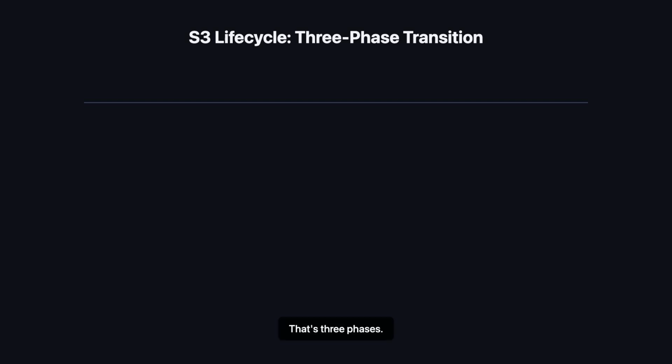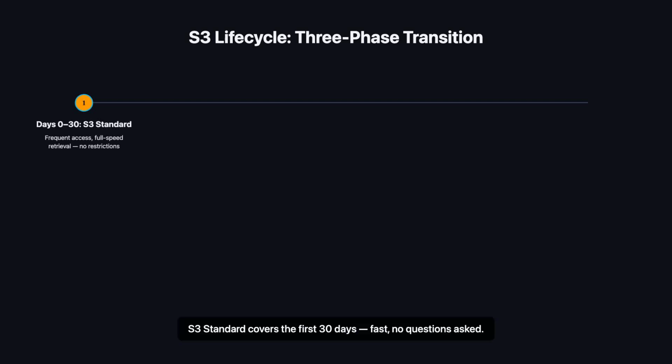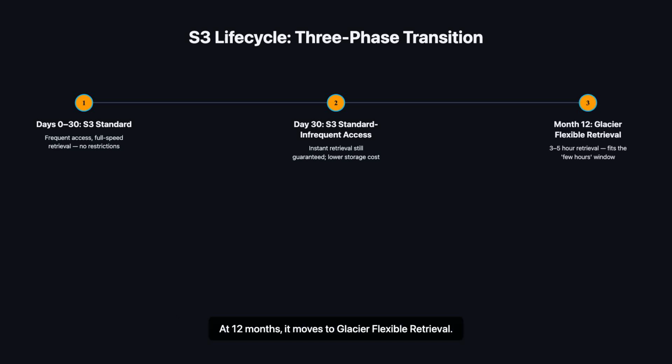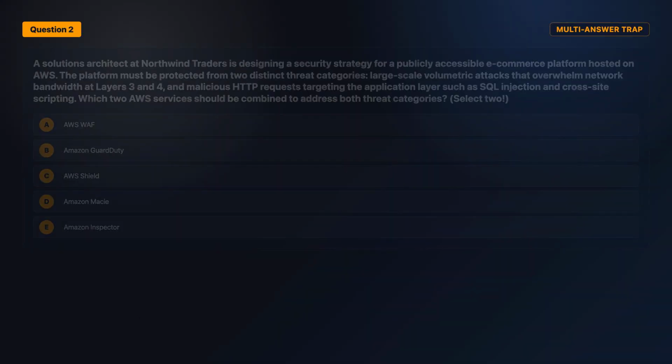That's 3 phases. S3 Standard covers the first 30 days, fast, no questions asked. On day 30, the lifecycle rule drops it into Standard-Infrequent Access, same instant retrieval, lower storage cost, small per-retrieval fee. At 12 months, it moves to Glacier Flexible Retrieval. You get your file back in 3 to 5 hours. That's inside the window. Glacier Deep Archive takes 12 hours minimum. That blows past the requirement. That's the trap. All right.